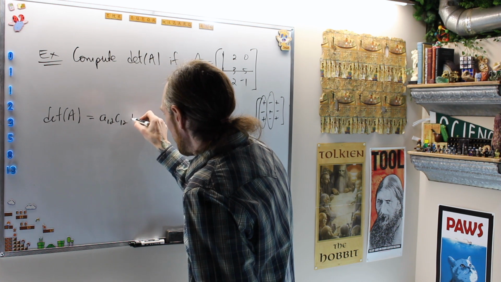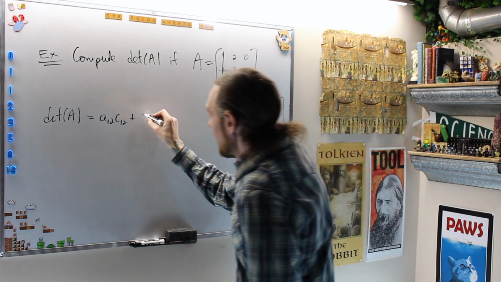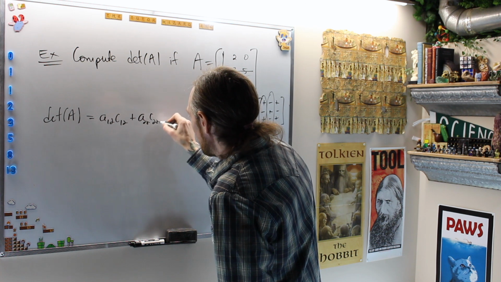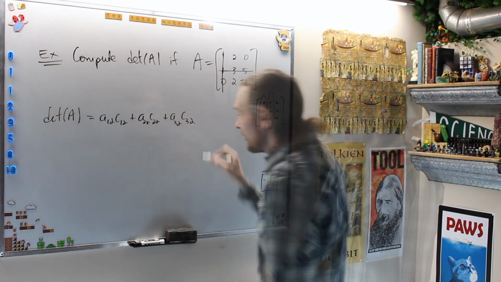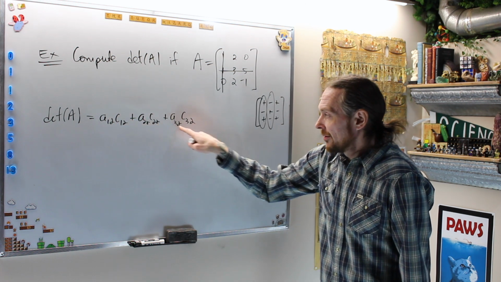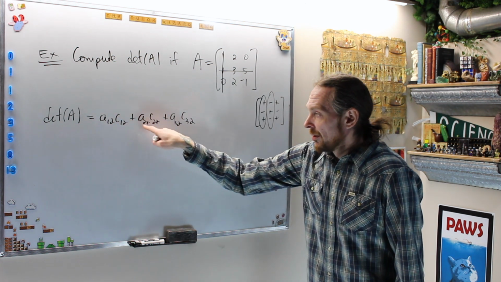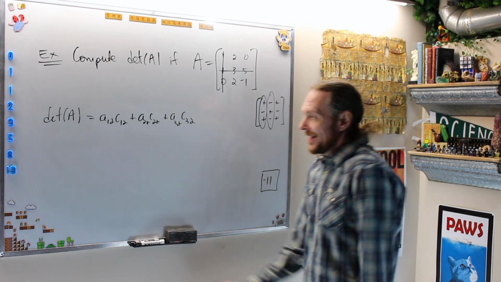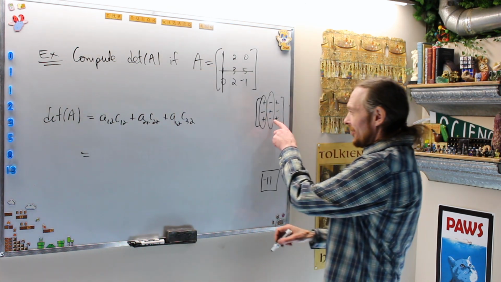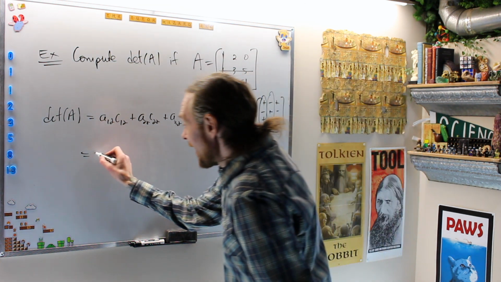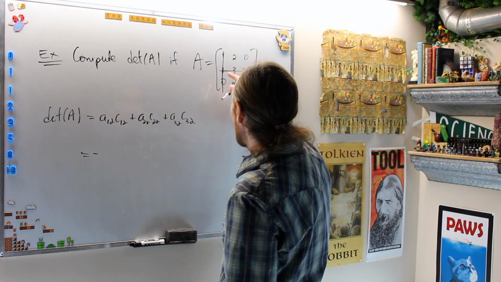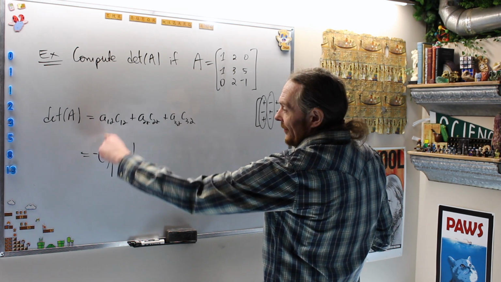A12, C12 plus, now who's that? A22, C22 plus, this one is A32, C32. Column 2, column 2, column 2, row 1, row 2, row 3. What is that? Be careful now. I'm using this column. Negative plus negative is the cofactors. Negative times A12 is negative.